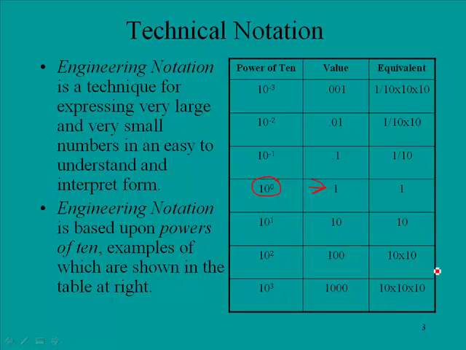Going in the negative direction, if we have 10 to the minus 1, remember that's 1 over 10, equivalent to 1/10. 10 to the minus 2 is 1/100th. 10 to the minus 3rd, that would be 1/1,000th, the equivalent of 1 divided by 10 times 10 times 10.